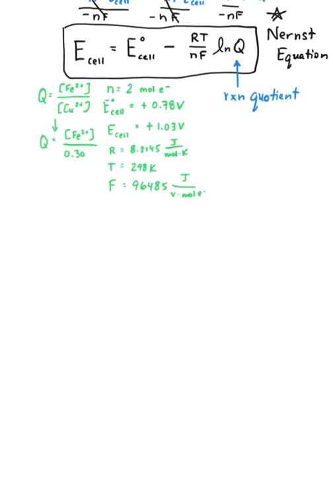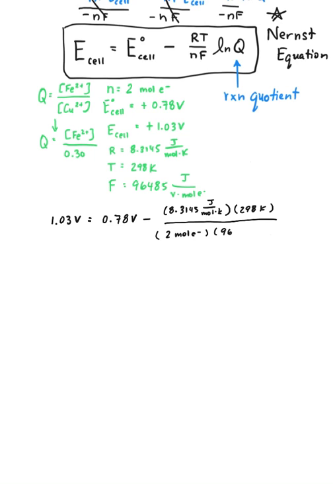So let's do that. According to the Nernst equation, E cell under non-standard conditions, in this case 1.03 volts, is equal to standard cell potential, E cell naught, given by 0.78 volts here, minus R, 8.3145 joules per mole per Kelvin, times T, 298 K, divided by number of moles of electrons transferred, 2 moles of electrons, and Faraday's constant, 96,485 joules per mole of electron per volt, times the ln of Q. Here, Q is the concentration of iron 2+ cations divided by 0.3 molar. And it's just as simple as this to solve this problem.